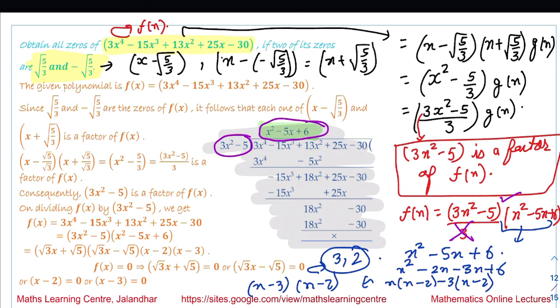Two zeros we already know, they are √(5/3) and -√(5/3), and two more zeros that we have obtained from this are 3 and 2. So we are saying that all the zeros of this polynomial f(x) are √(5/3), -√(5/3), 3 and 2.